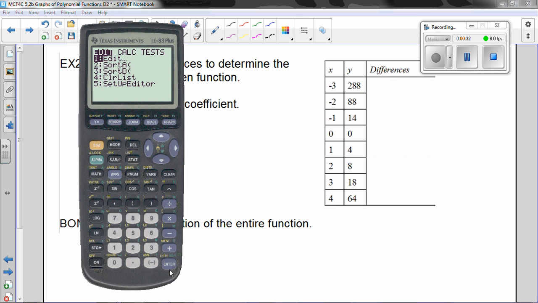Edit. And notice my negative through all that stuff's still in there. I just got to change. These ones are all goofed up. So clear enter, and I clear enter to get rid of all the other stuff that's in there. So back to list 2, I'm going to put in the y values.